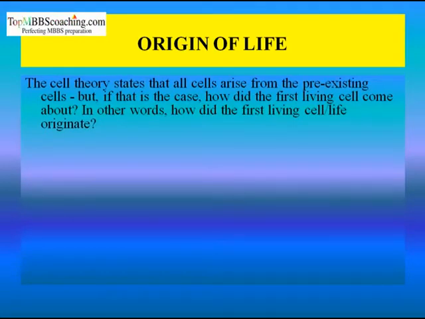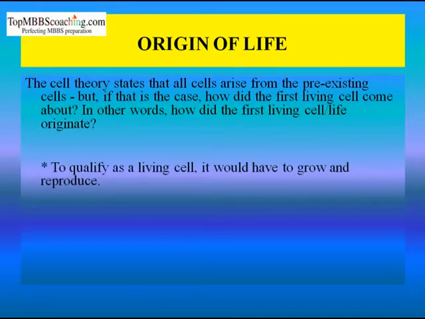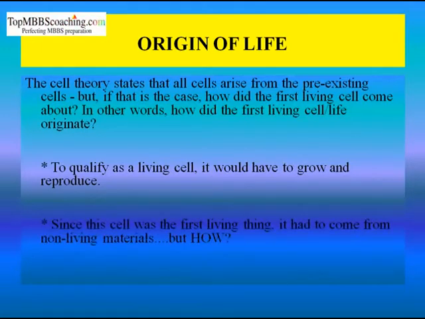See, the cell theory states that all cells arise from pre-existing cells. But if that is the case, how did the first living cell come about? In other words, how did the first living cell or life originate? Matter of concern. So, there are some points. First, to qualify as a living cell, it would have to grow and reproduce. And since this cell was the first living thing, it had to come from non-living materials.